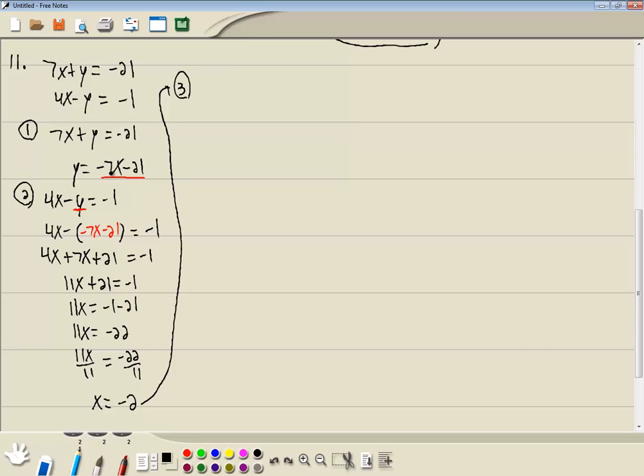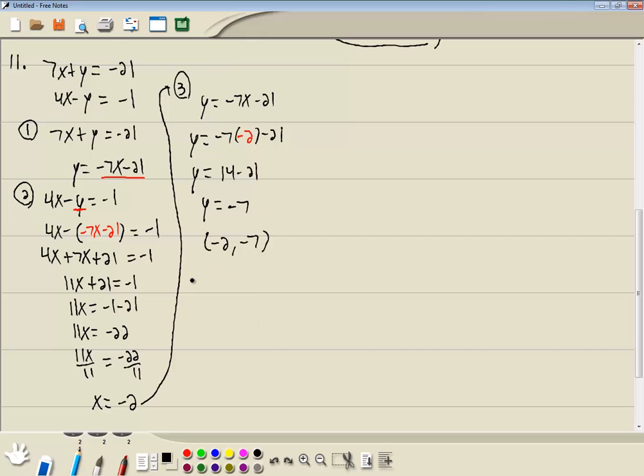Step 3. Plug this into the equation from step 1. It'll always be solved for the other variable. So we got y is equal to negative 7x minus 21, and we just said x is negative 2. So we're going to replace the x with negative 2. So negative 7 times negative 2 is 14. And 14 minus 21 gives us negative 7. So our answer will be negative 2, negative 7.